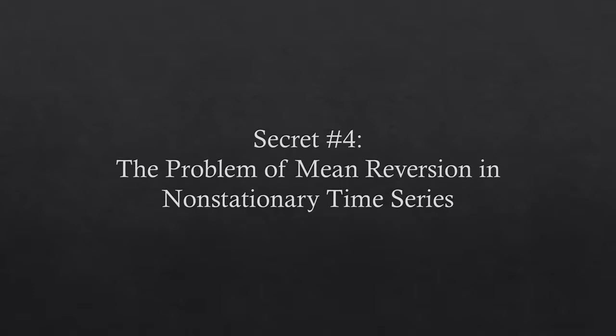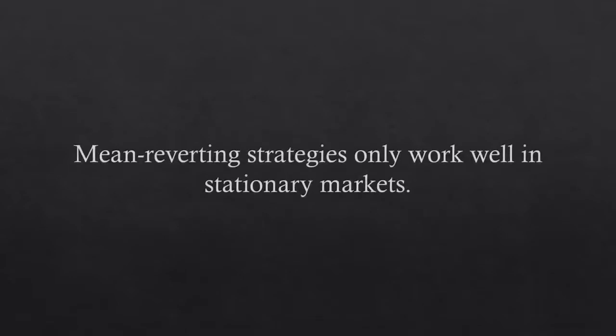As we saw in the third secret, the bigger the number of standard deviations price stretches away from the mean, the more likely it is that it will immediately reverse back to the mean. This is known as a mean reverting strategy. However, there is a fundamental problem when we try to apply this strategy in price charts. Price charts have the property of being non-stationary, which means that they have variable mean and variable standard deviation.